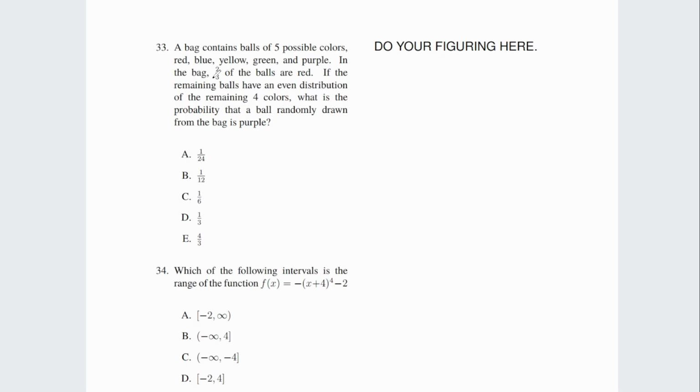So we know that 2/3 of the balls are red, which means that 1/3 is left for the other 4 colors. And those are evenly distributed. So the chance of any of these remaining colors is 1/3 divided by 4, because we have 4 colors into which this 1/3 is divided. And this is the same as 1/12. This is the chance of drawing a ball of any of these 4 colors, including purple. So the answer is 1/12.